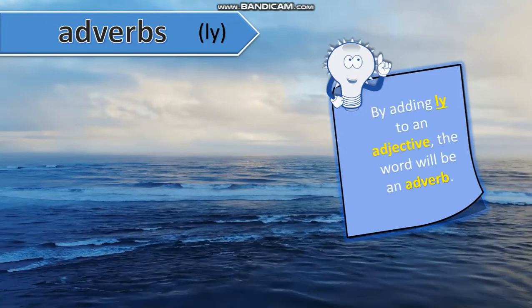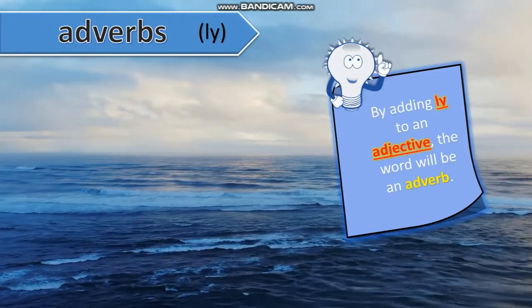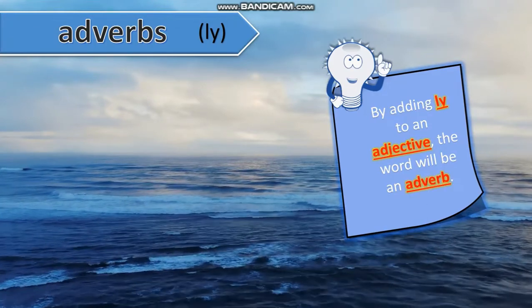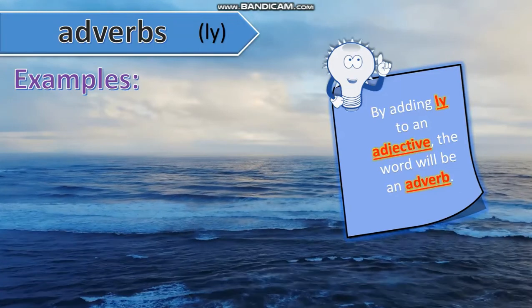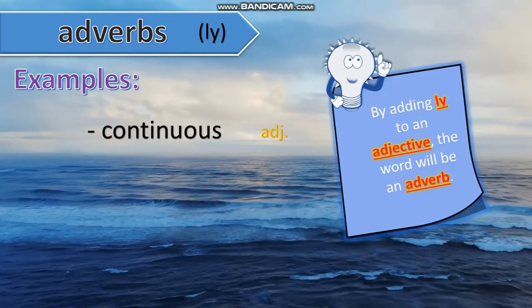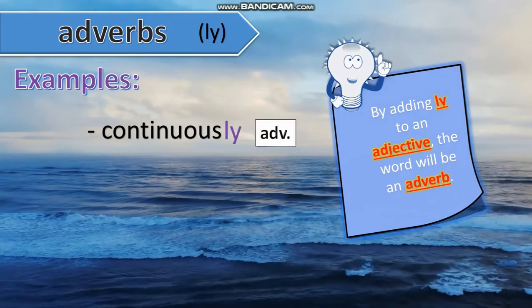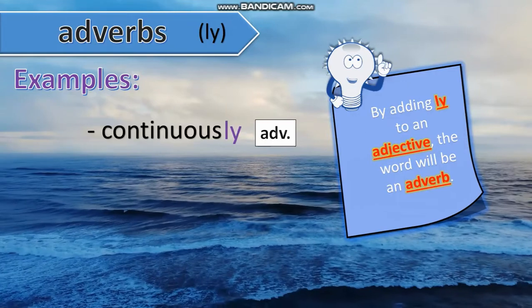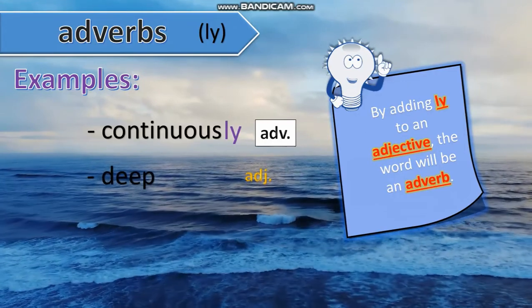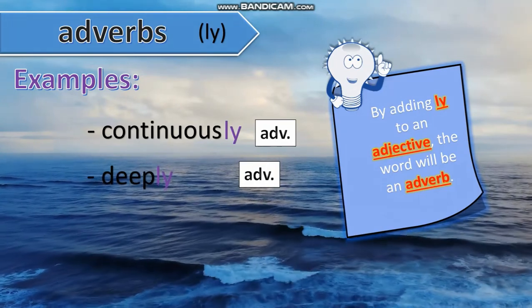Adverbs. By adding the suffix ly to an adjective, the word formed will be an adverb. Examples. The word continuous is an adjective. So, by adding the suffix ly, it will be an adverb, continuously. The word deep is an adjective. By adding the suffix ly, it will be an adverb.